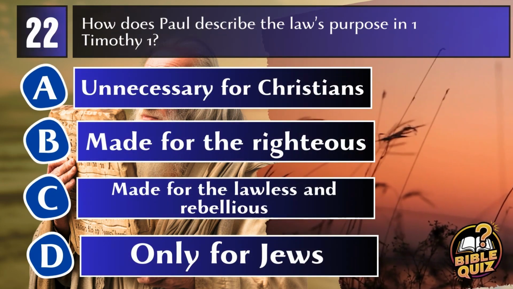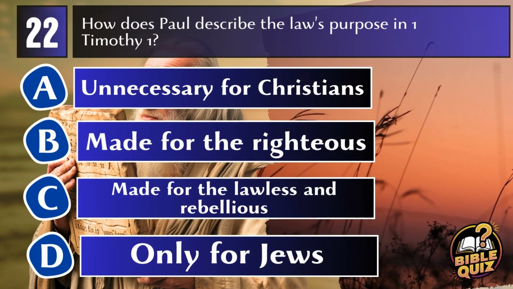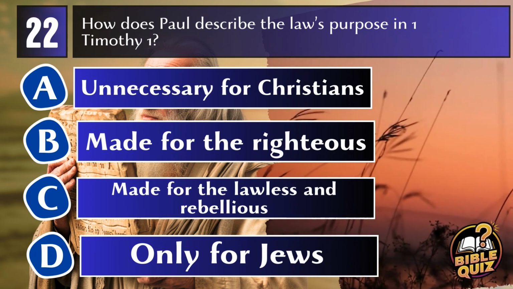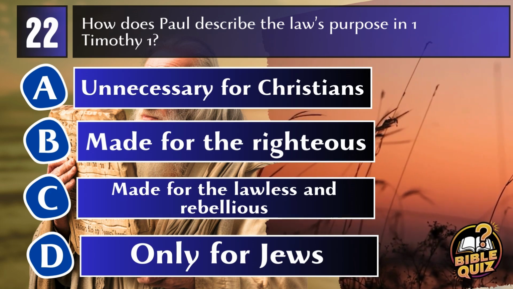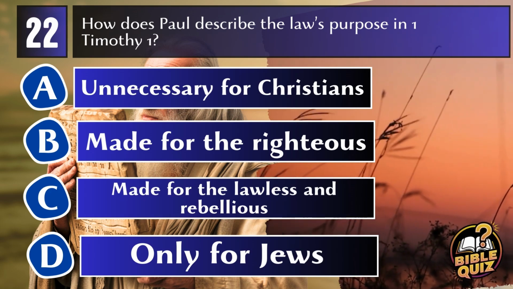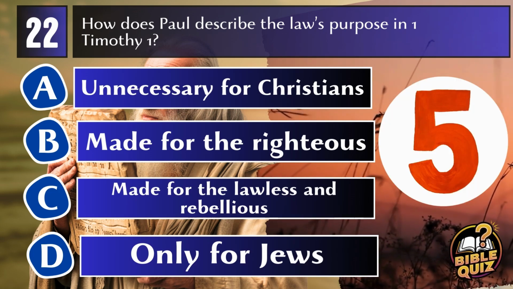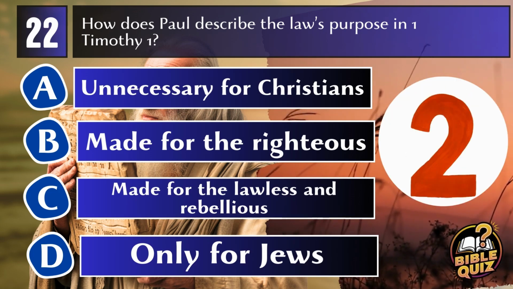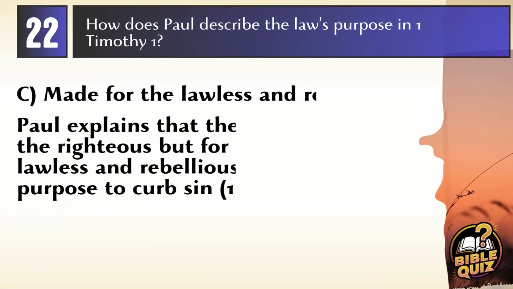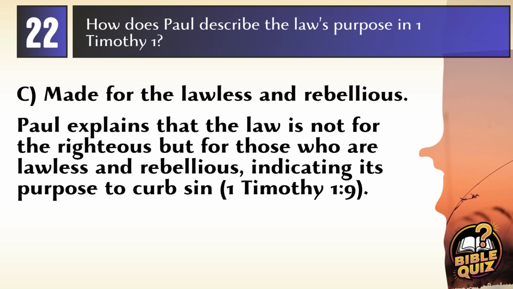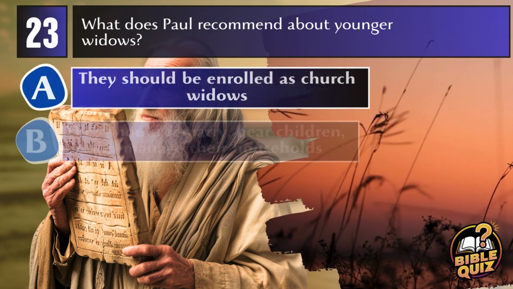Question 22. How does Paul describe the law's purpose in 1 Timothy 1? A. Unnecessary for Christians. B. Made for the righteous. C. Made for the lawless and rebellious. D. Only for Jews. Answer C. Made for the lawless and rebellious. Paul clarifies that the law is good if one uses it lawfully, understanding that it is made not for the righteous, but for the lawless and insubordinate. 1 Timothy 1:9.